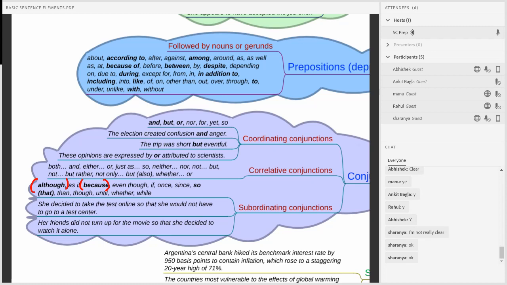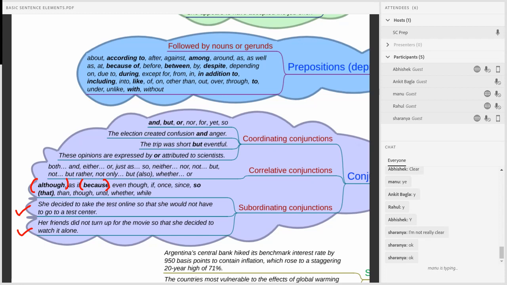This is a specific example regarding so that. Now, I want you to go through these two examples, but what we want to take away from this is both these examples are correct. Let's read the first one. She decided to take the test online so that she would not have to go to a test center. I am guessing that this sentence sounds okay.